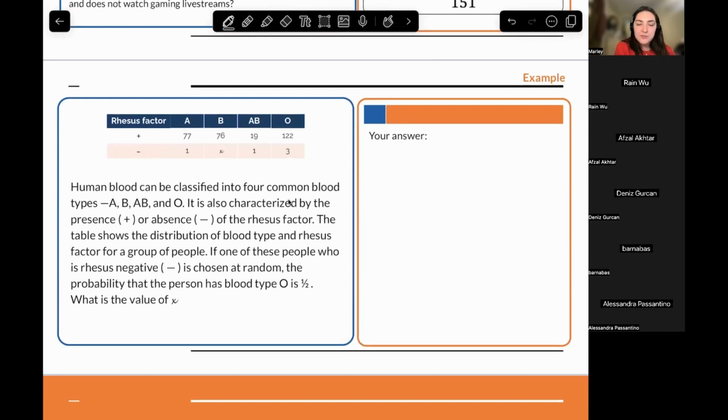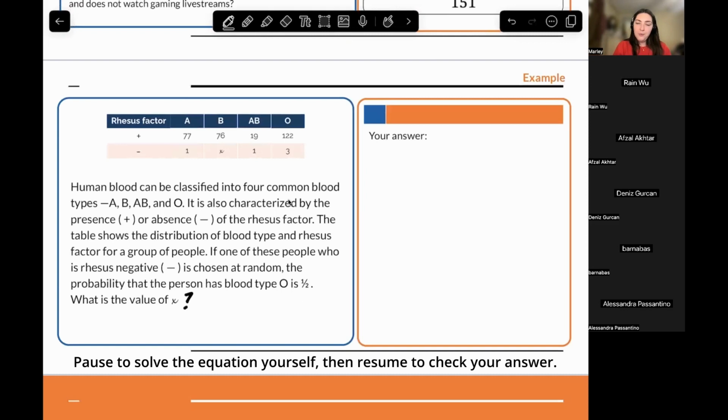Human blood can be classified into 4 different blood types. It's characterized by the presence or the absence of the rhesus factor. This table is showing those blood types and the rhesus factors for a group of people. If one of these people who is rhesus negative is chosen at random, the probability that the person has blood type O is 1/2. What is the value of X? All right, how are we going to set this up? How are we going to find out what X is if we don't know a total? What are we going to do?